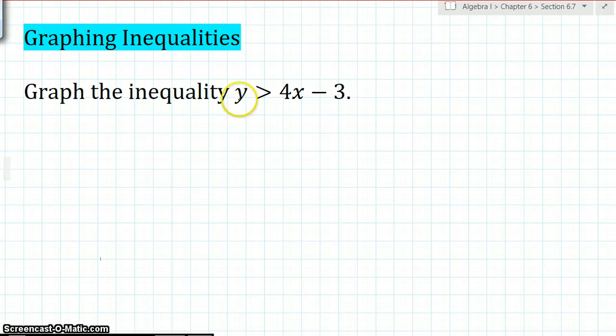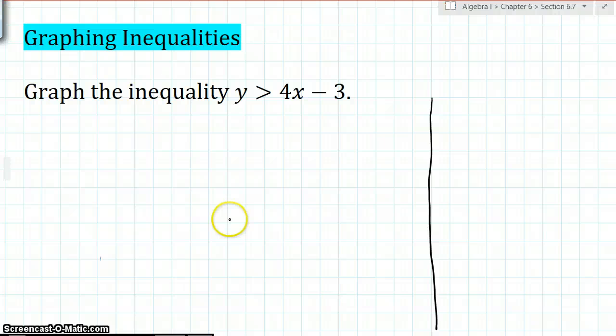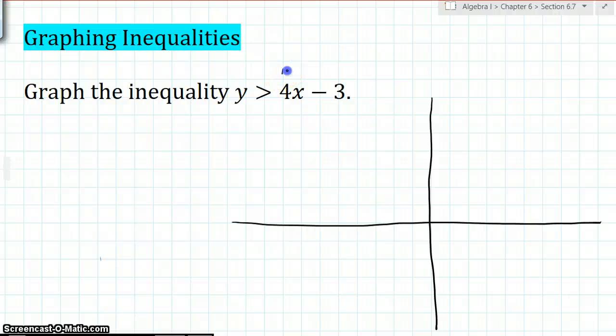First one, y is greater than 4x minus 3. Your first step was to graph the boundary line. This is solved for y, so this is mx plus b, my slope and my y-intercept. I go to my y-intercept, which is negative 3, go down 3, put a dot, and then use my slope of 4 over 1. I go up 4, over 1. Since this is not or equal to, it is going to be a dashed line.